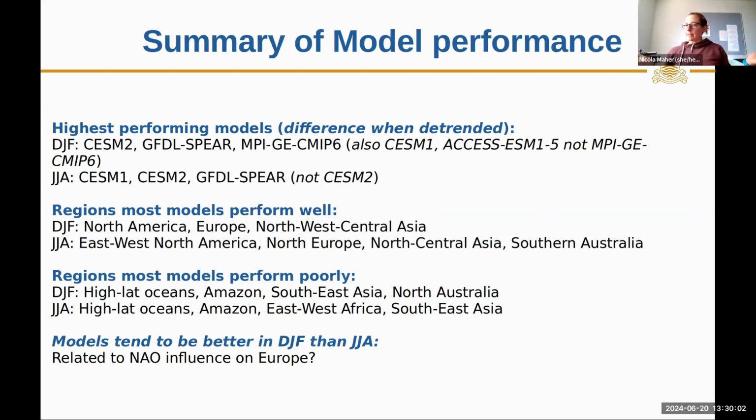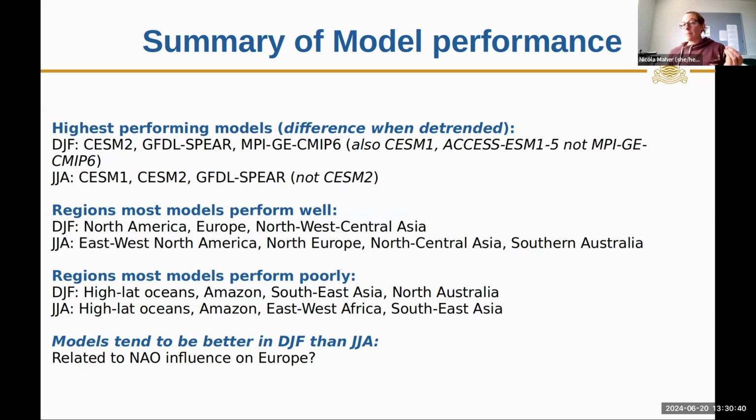And so we have these giant tables that tell you how well the models perform, and I'm not going to show them to you right now because you wouldn't be able to see anything on your screens. But we find some kind of interesting results. We find that some models are highest performing, so they perform well over more regions. And for DJF, that's a couple of models like CSM2, GFDL SPEAR, and one of the MPI models, but actually ACCESS-ESM does pretty well in DJF as well. In JJA, it's some of the same models, but not exactly the same models, which is interesting.